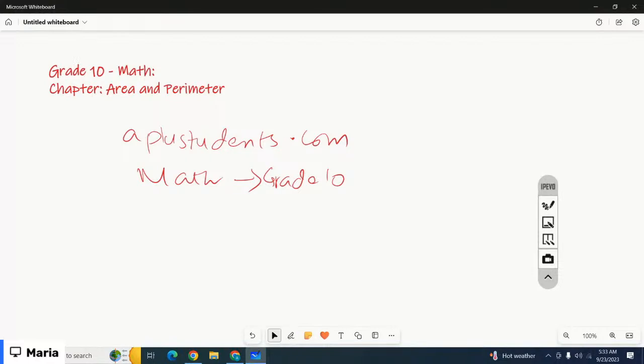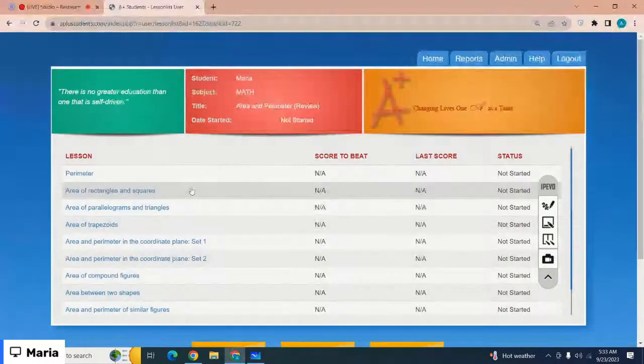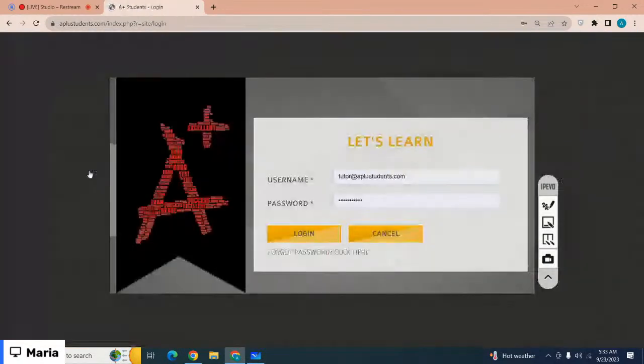We're going to start with the chapter area and perimeter. Please make sure you have your notebook and pencil so that you can note down the important examples and definitions as well, right? So let's start with the very first lesson, that is perimeter.